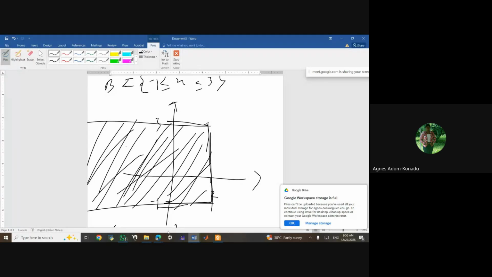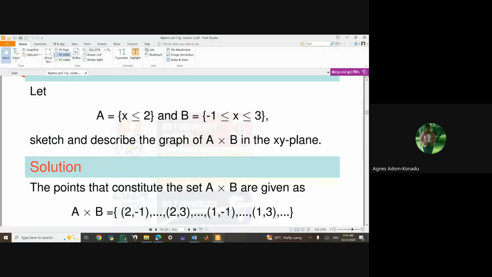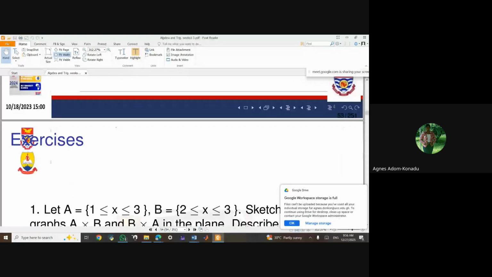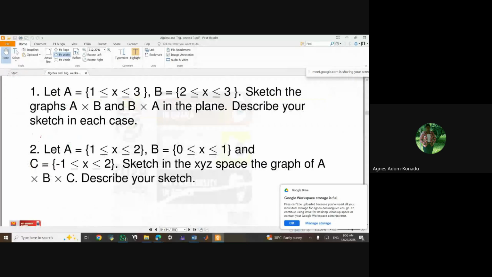You can also have some 3D examples. Okay, so these are exercises you can go through.